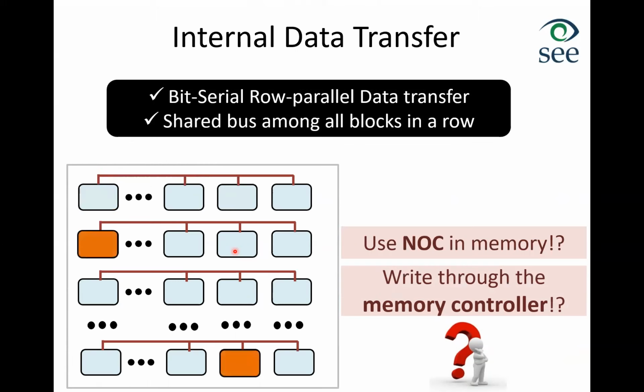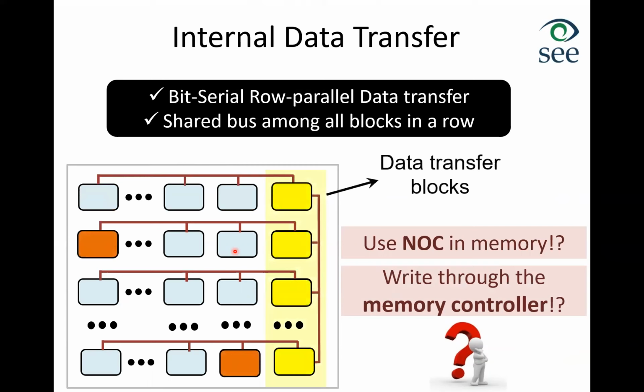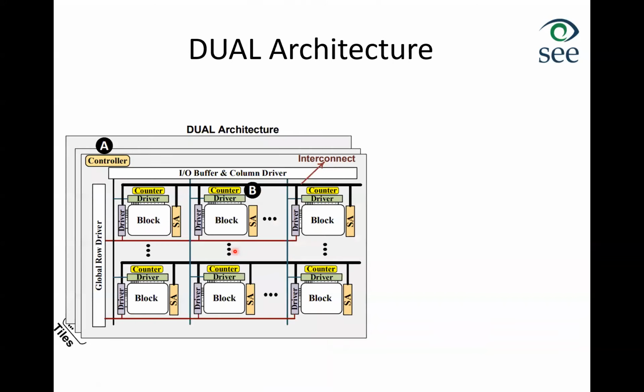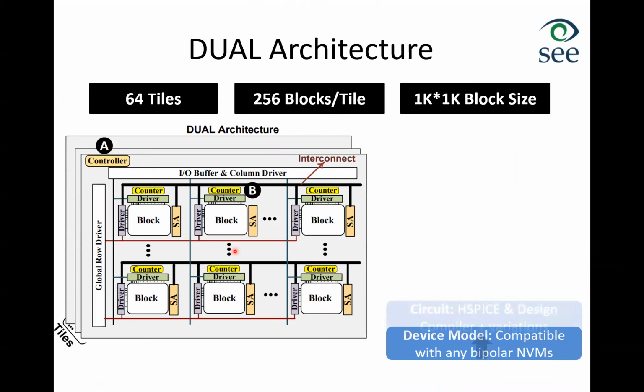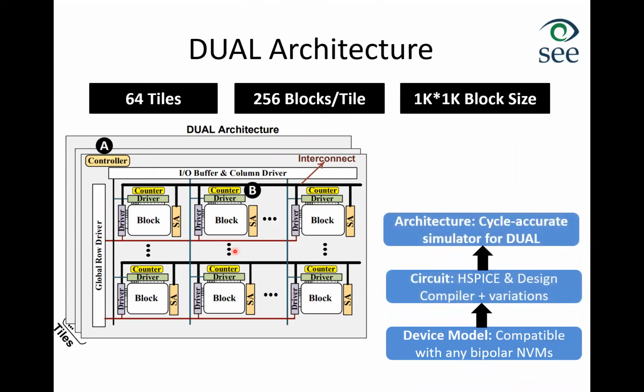Also, if I want more complex data movement, we are proposing a mechanism so that this data movement can happen in a very lightweight way in memory. This is very crucial for us in order to get advantage from this architecture. So this is the general structure of our architecture, consisting of 64 tiles, 256 blocks per tile, and 1K by 1K memory size.